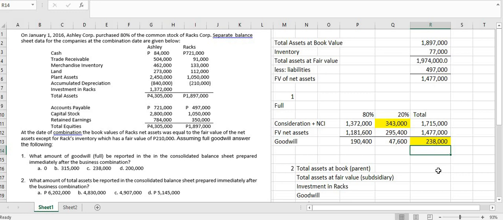Now, to determine the total assets, we don't actually need to prepare a working paper and provide eliminating entries in order to determine the balances of the assets, liabilities, and shareholders' equity immediately after the acquisition. We can solve it this way. We'll have total assets at book value of the parent, which is 4,305,000.